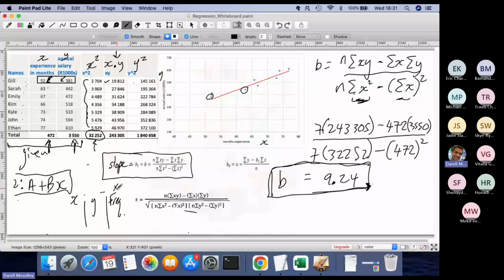But for these 2 columns, you need to capture your x values, everything in this column except the totals. Don't worry about the totals. Just capture 52 all the way to 77 for x, and for y, capture 381 all the way to 610. You need to do that now because I'm going to show you how to use the regression function. So I'll give you a few minutes just to capture the data in your calculator.